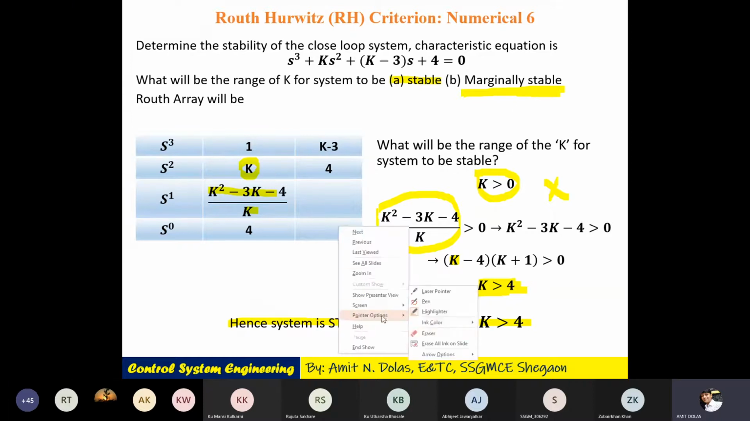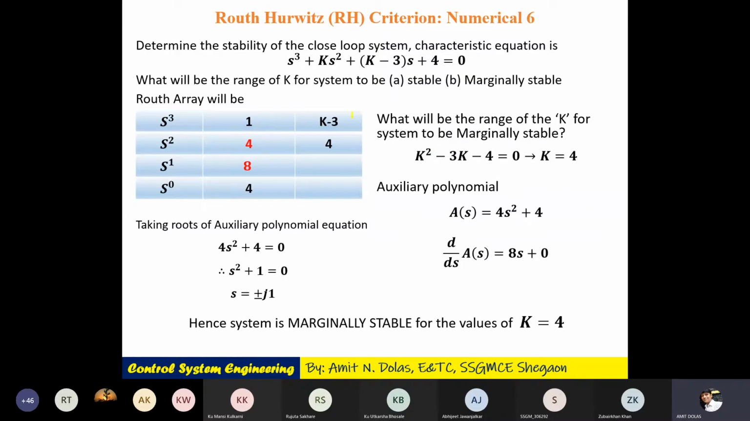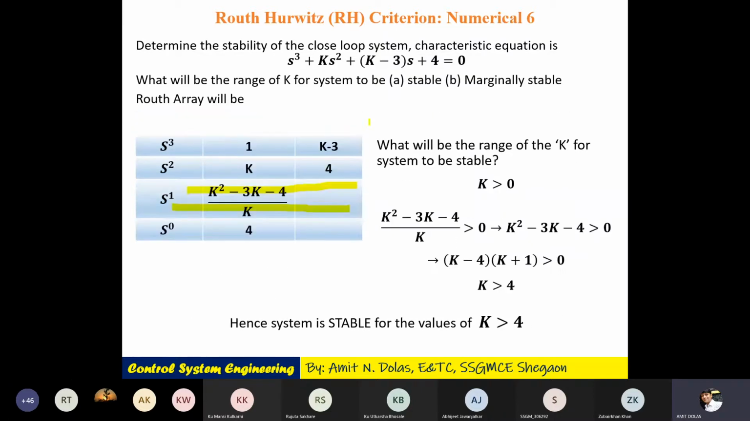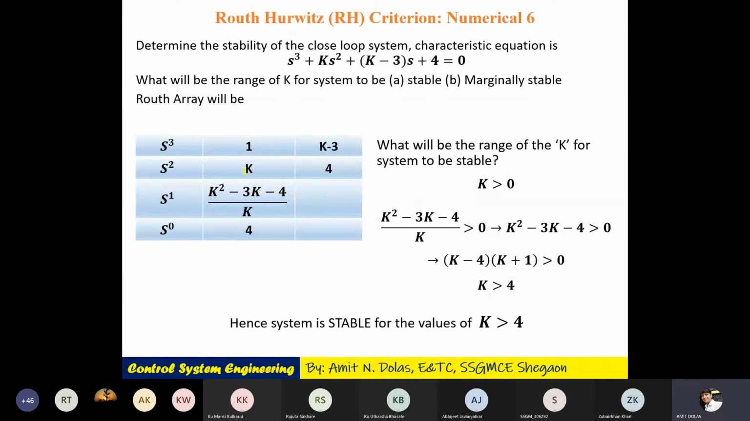In the marginally stable case, we get 0 in this row, and we replace this by what? Auxiliary polynomial equation. So let's see that. If this value k is equal to 0, then what happens?